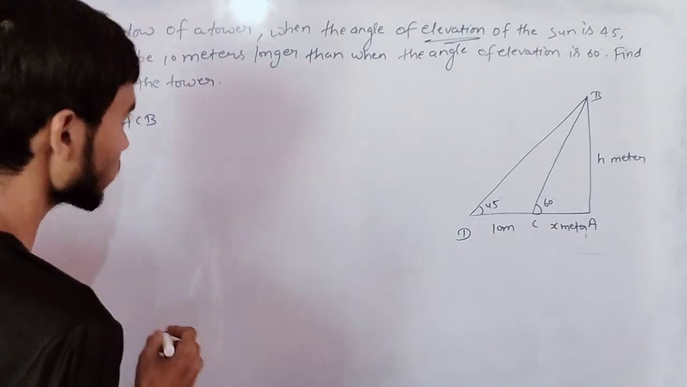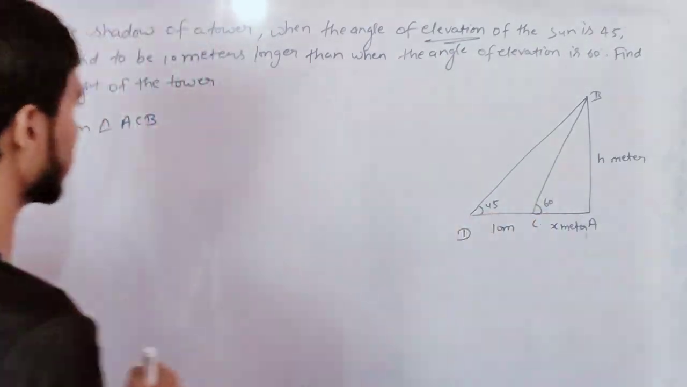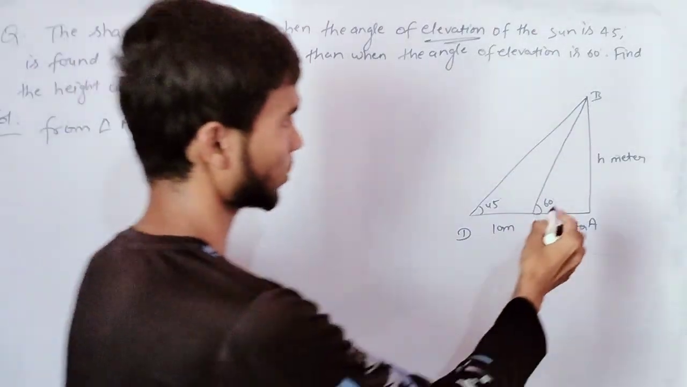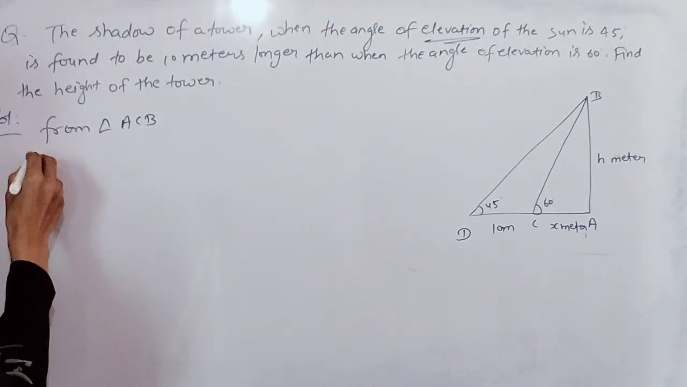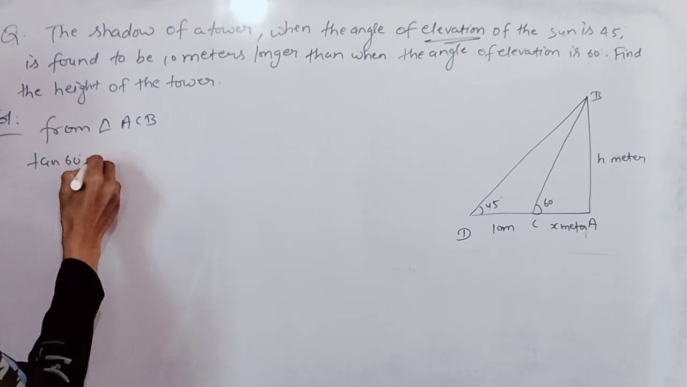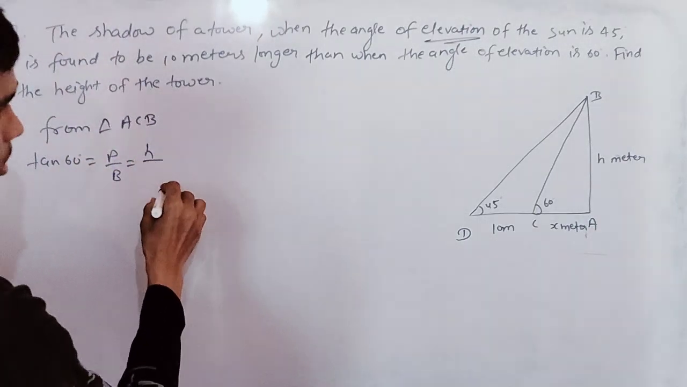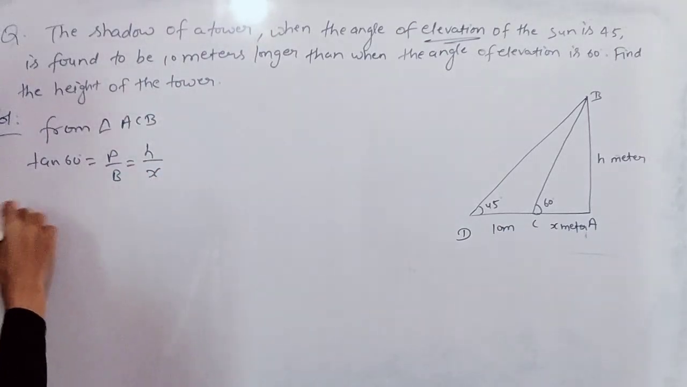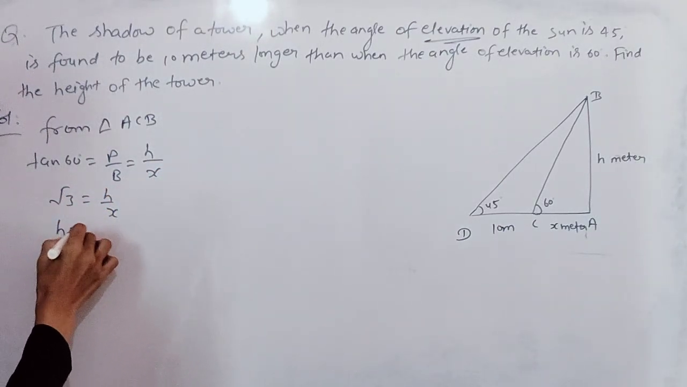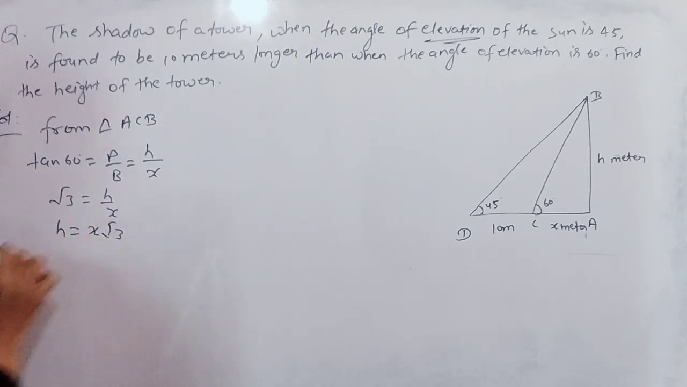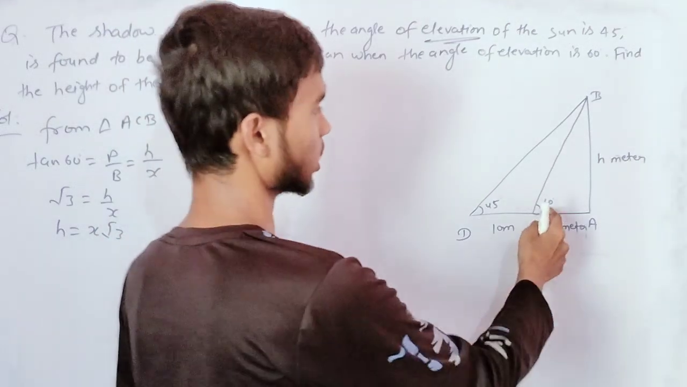Now, according to this theta, it is perpendicular upon base. So can I say tan 60 degrees is P upon B, which is H upon X. Tan 60, as you know, is root 3, so root 3 equals H upon X. H came as X root 3. Clear? It is the height of this pole according to this theta.